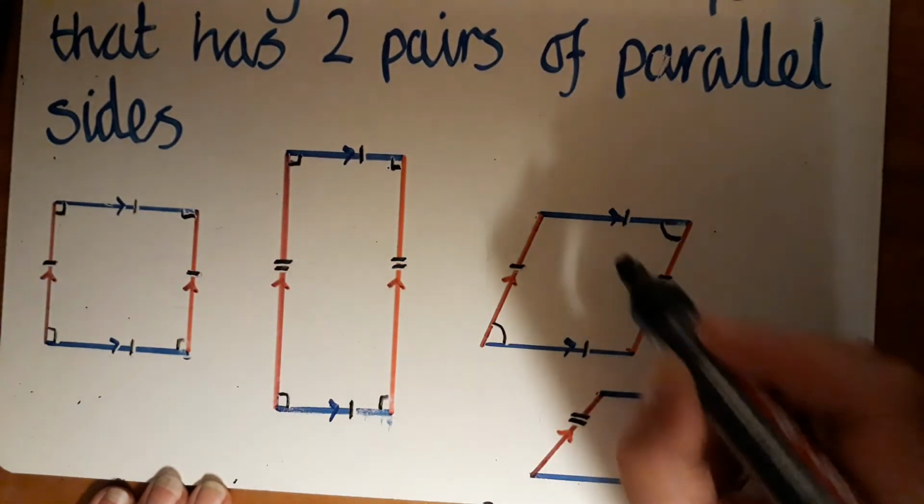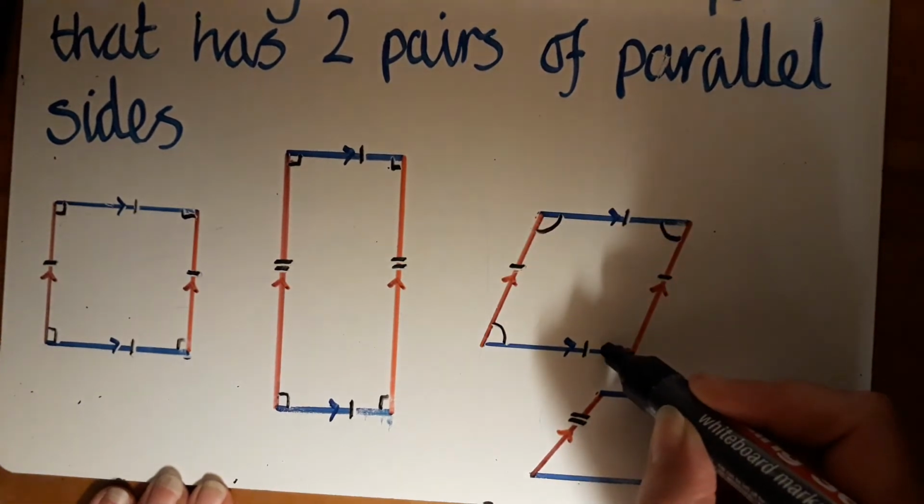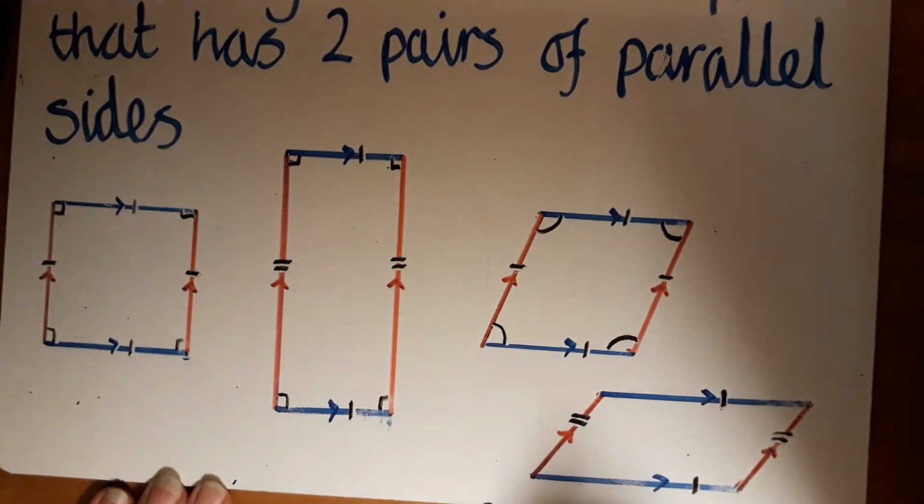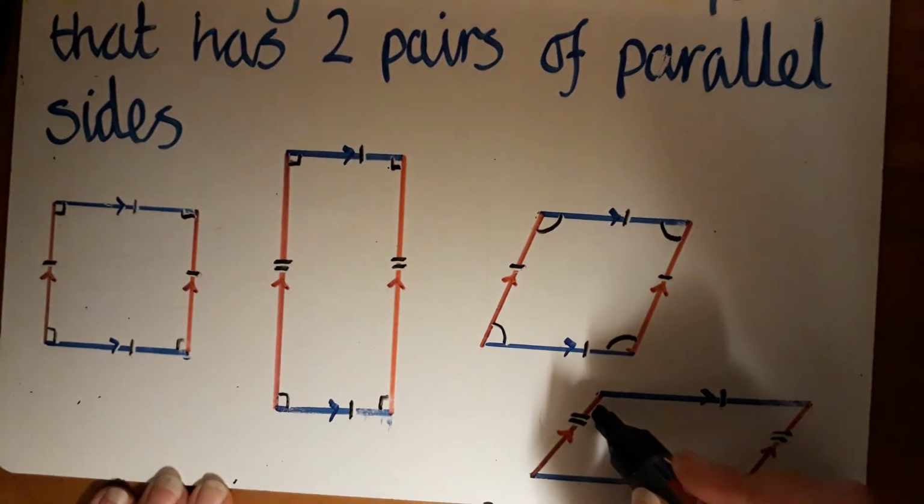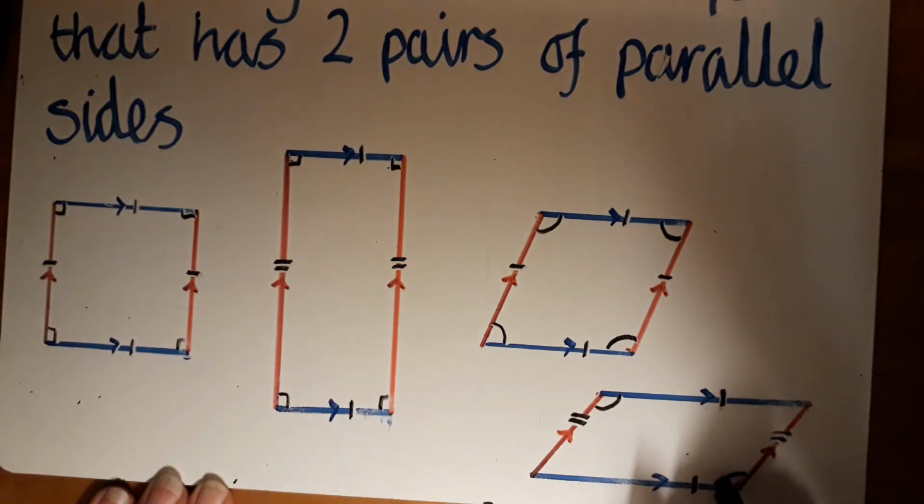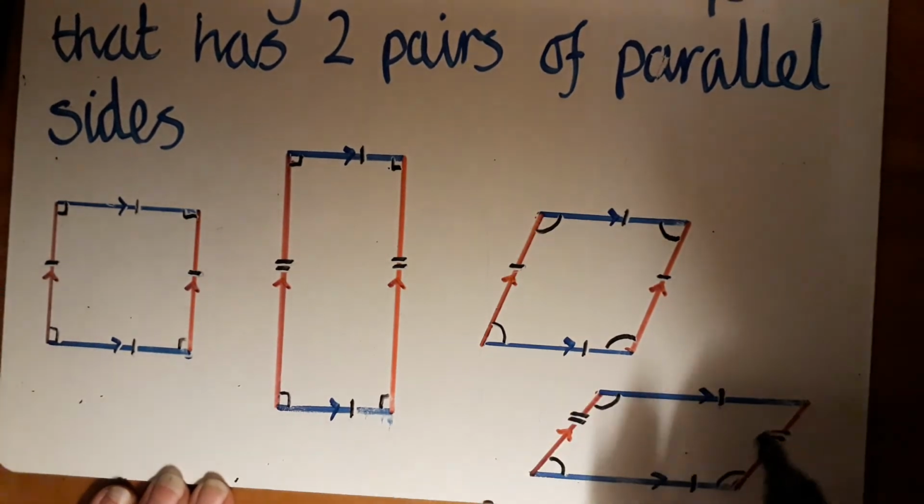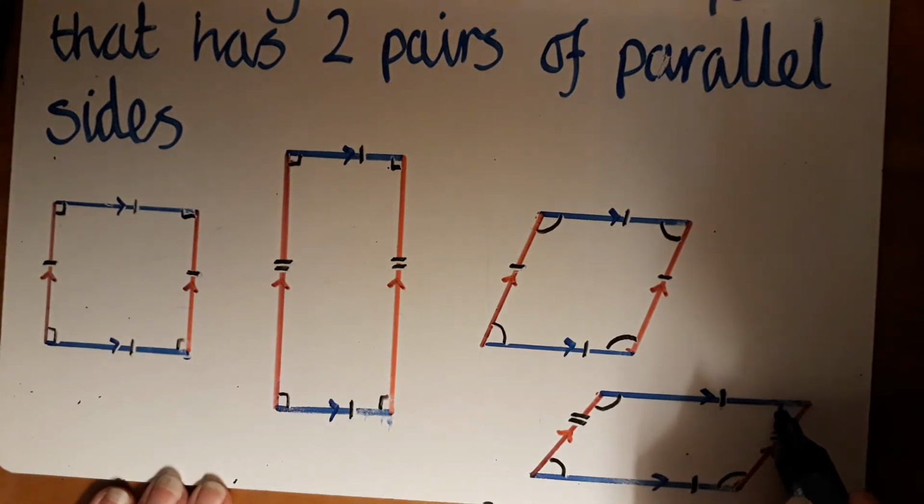Opposite angles are equal. This angle is obtuse and opposite angles are equal. Same thing again. This angle is obtuse and the same size as that one. And that angle is acute and the same size as that one. Okay.